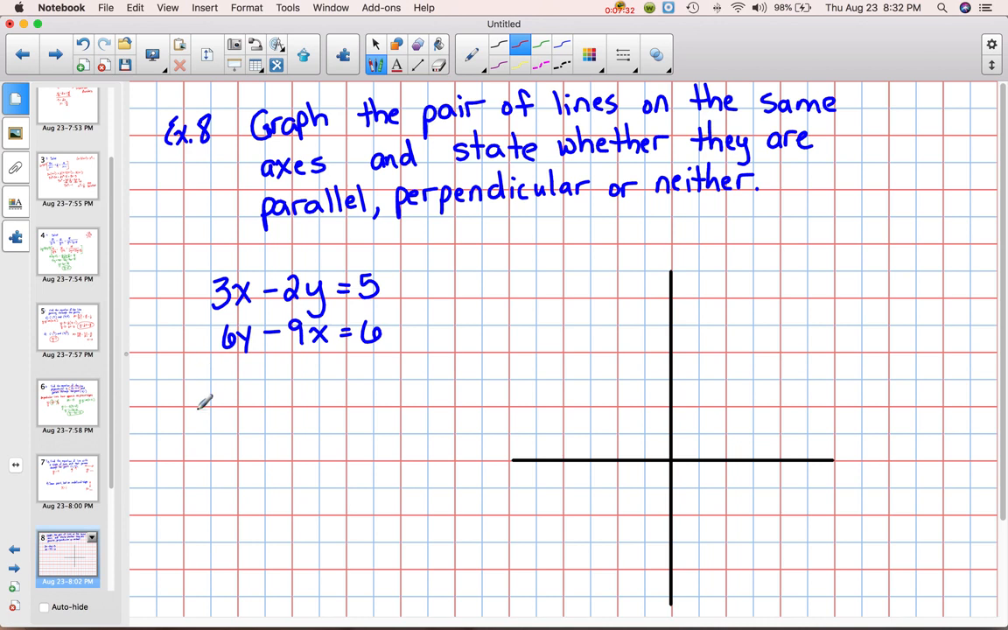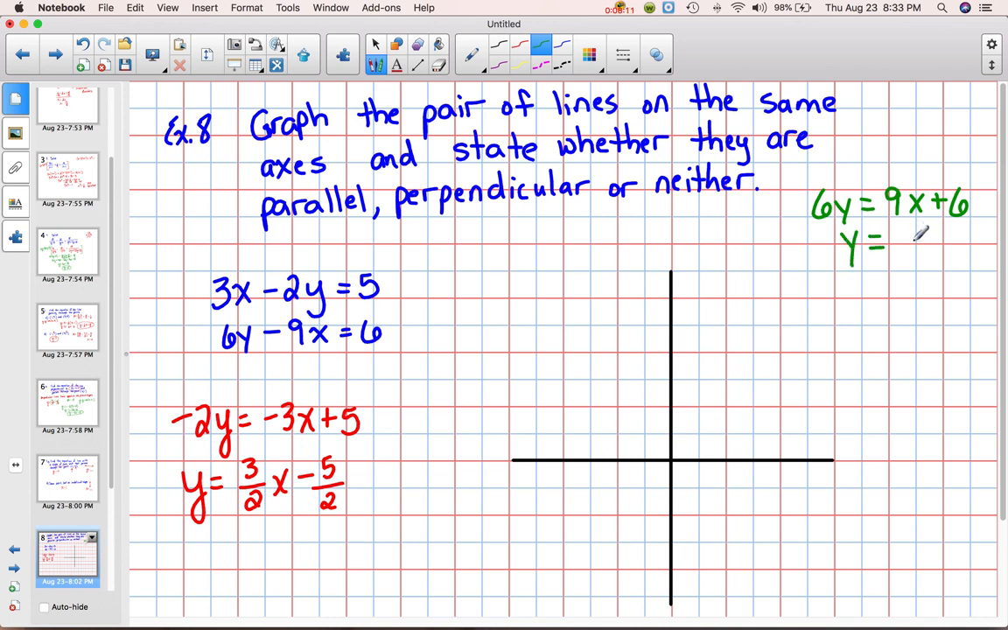I'm going to work with the first one first. I'm going to take -2y equals -3x plus 5. So I subtracted the 3x from both sides. Then I'm going to divide by -2. So I get y equals 3/2 x minus 5/2. So that's my first equation. My second one, I'm going to put over here where I have some more room. I'm going to add 9x, so I get 6y equals 9x plus 6, and divide by 6. So I get y equals 6/9, which reduces to 3/2 x, plus 6 divided by 6, which is 1.